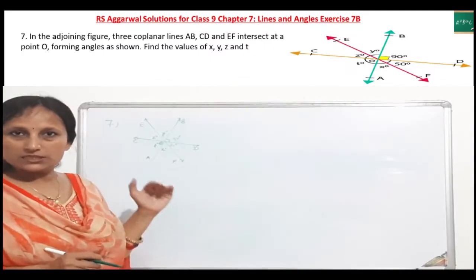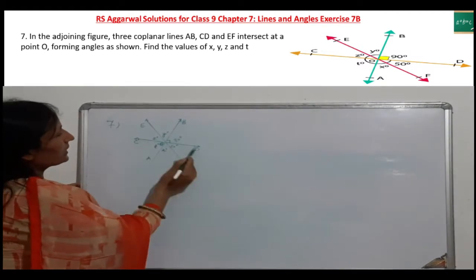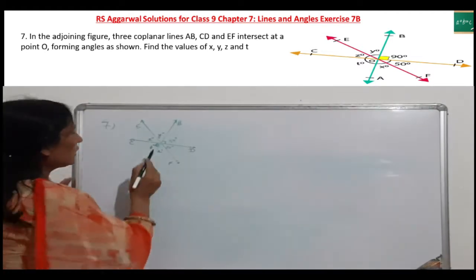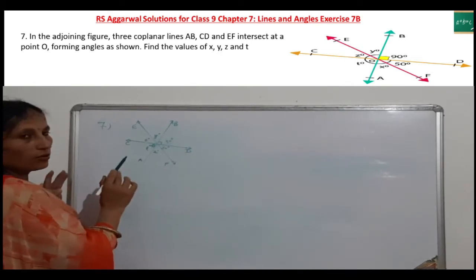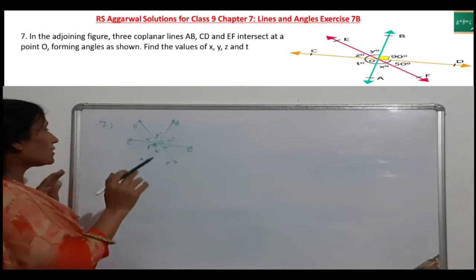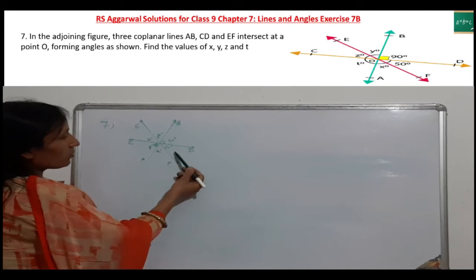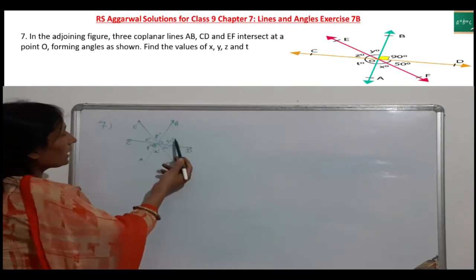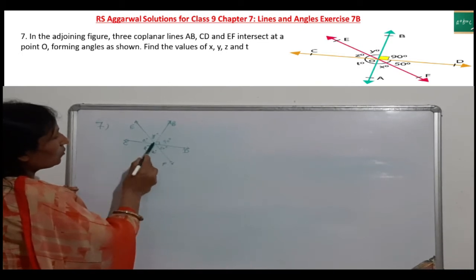AB, CD and EF are intersecting each other at point O. Now we have to find the value of x, y, z and t. So first of all, you see what is given. Here one angle is given and this angle is also given. This is angle BOD and this is COA.